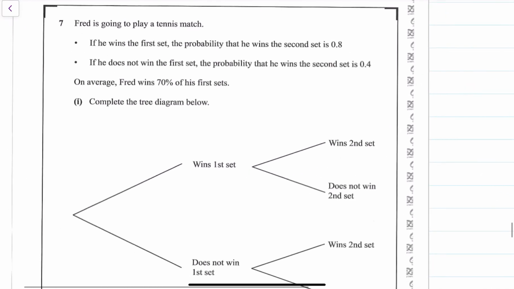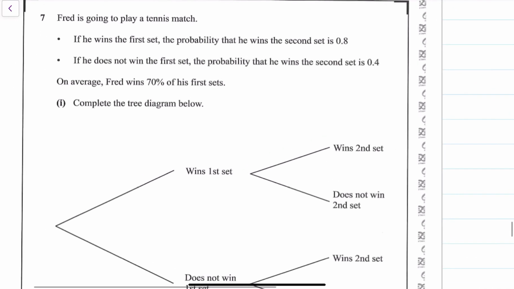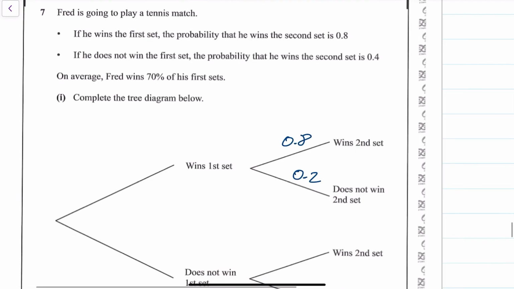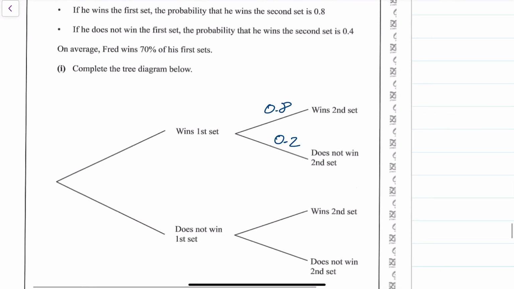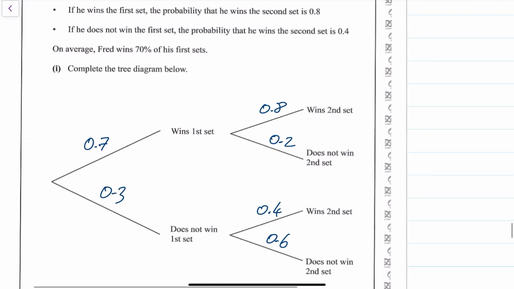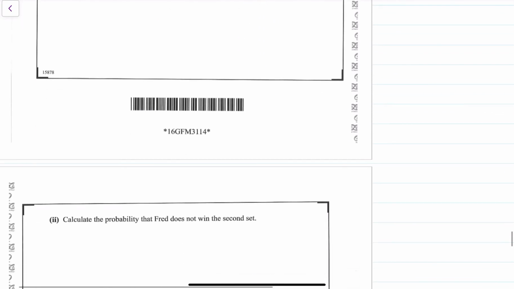It says, Fred is going to play a tennis match. Good lad. If he wins the first set, the probability he wins the second set is 0.8. So this is him winning the first set. And winning the second set is 0.8. That means that for him to lose must be 0.2. If he does not win the first set, the probability he wins the second set is 0.4. And that's 0.6. On average, Fred wins 70% of his first set. So that's 0.7 then, and that's 0.3. So that's how we fill that in the table.